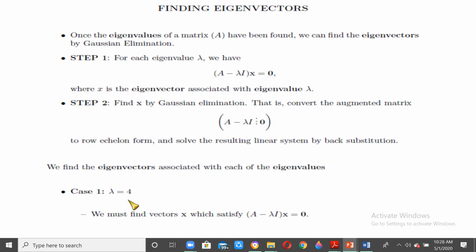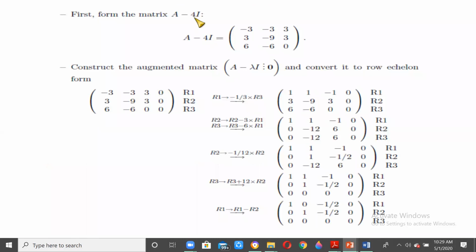First, for lambda equal to 4, case 1, we must find vectors x which satisfy (A minus 4I) x equal to 0. So A minus 4I will be this value. Once we have this, we write the augmented matrix, with 0, 0, 0 here. This is R1, this is R2, and this is R3. We should now convert this into row echelon form, which we already know.